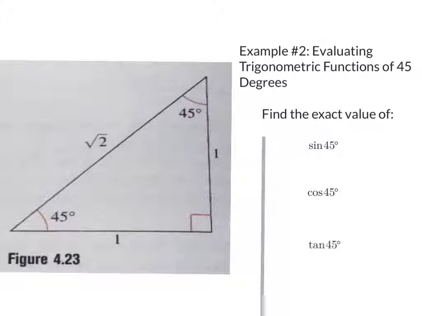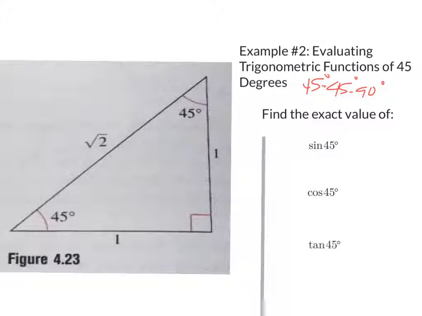All right, example 2. So for a 45-degree right triangle, so 45, 45, 90, let me go ahead and write that. This is a 45, 45, 90 degree right triangle, right? This is an isosceles triangle. And so the sides are always the same, okay?